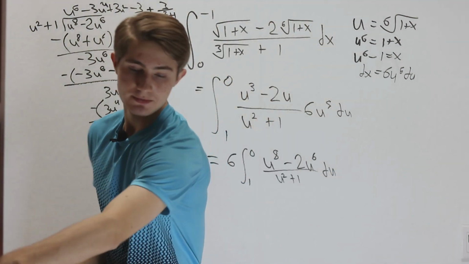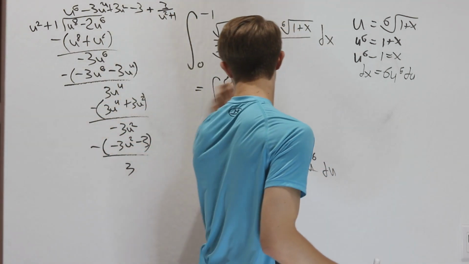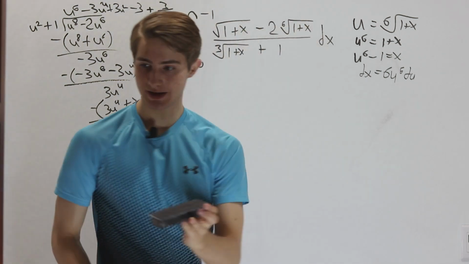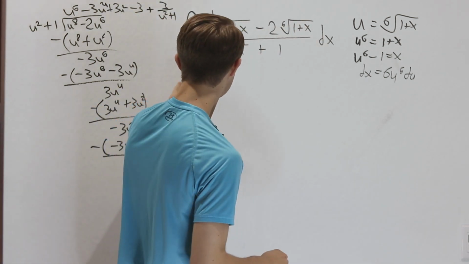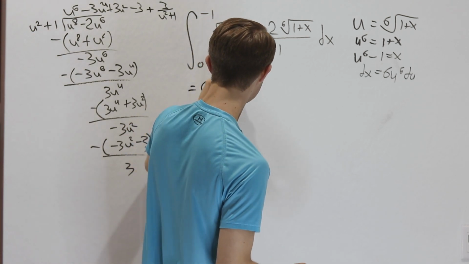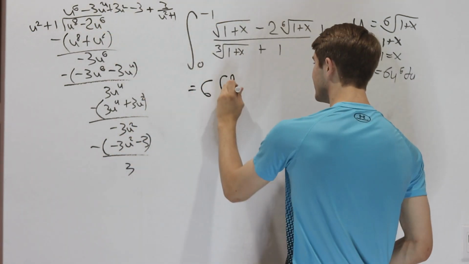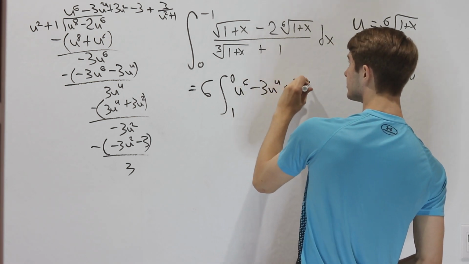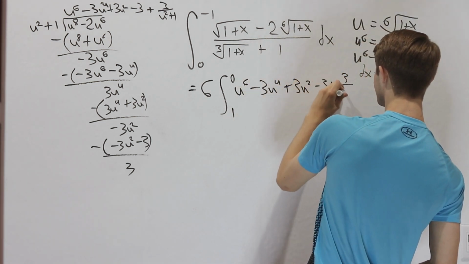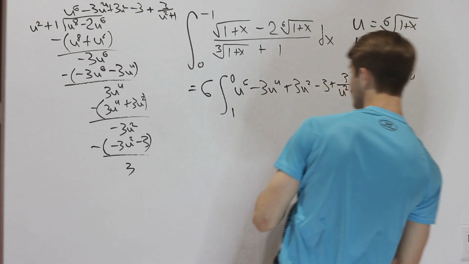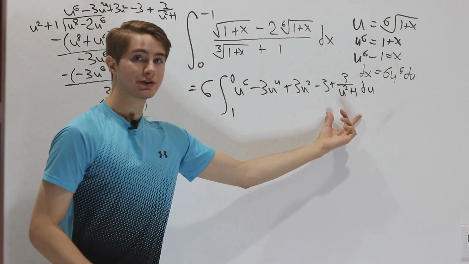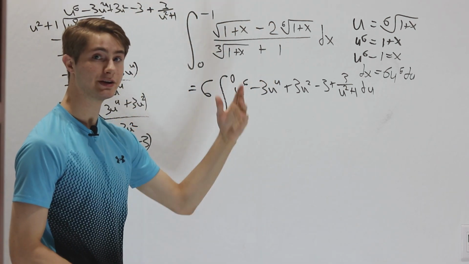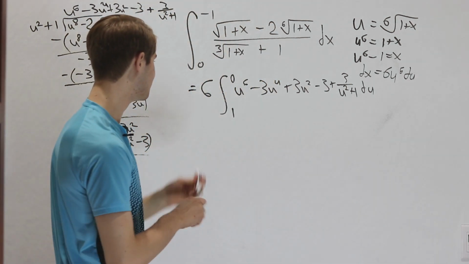So let's give ourselves some more space to do the integral. We're going to do the integral from 1 to 0 of the result that we get right here. And we have the 6 at the beginning, integral from 1 to 0. Then we get u to the sixth minus 3u to the fourth plus 3u squared minus 3 plus 3 over u squared plus 1 du. So this is our integral expression that we got from the long division. And now it's time to integrate because all of these are fairly simple to do.